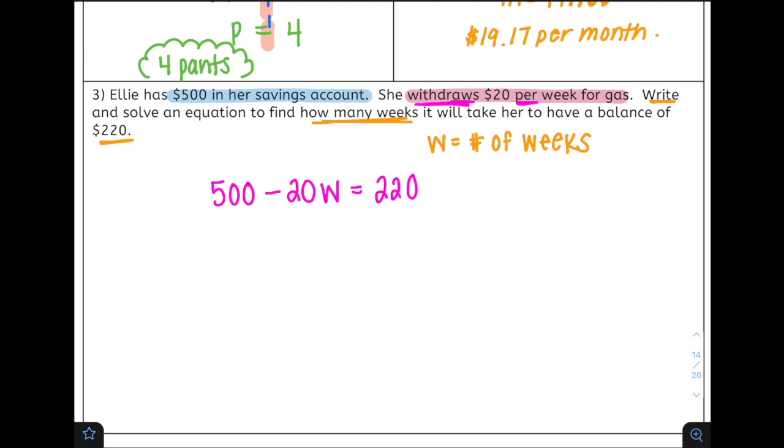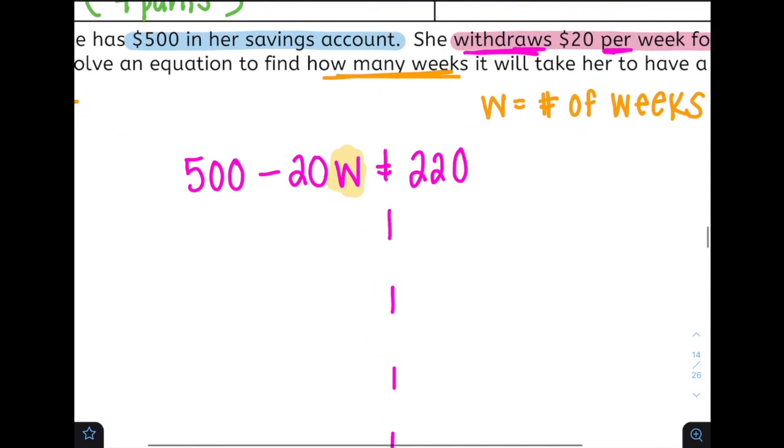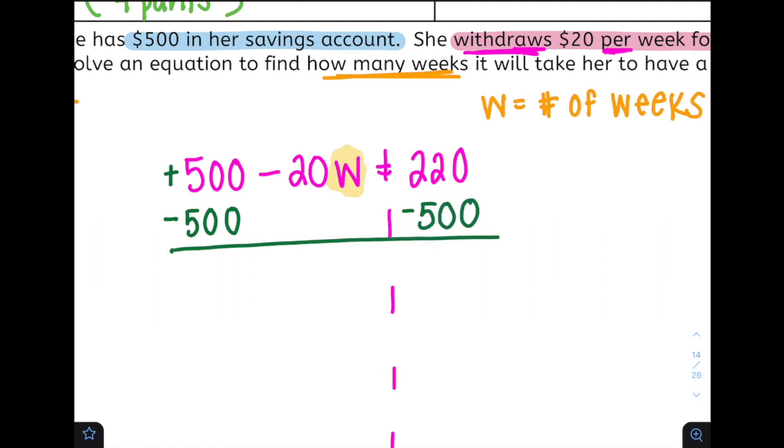So what I'm going to do now is isolate my variable and use my inverse operations and solve. So here we're solving for W. The first thing I'm going to do is get rid of my constant. So we have minus 500, minus 500. This is going to cancel out. I'm going to get negative 280 on my right, and I'm left with negative 20W.